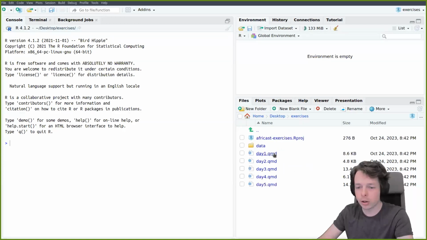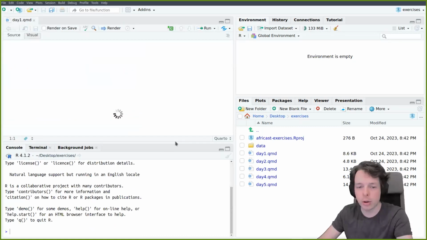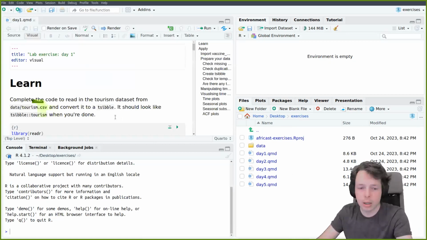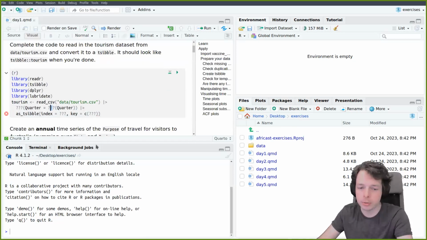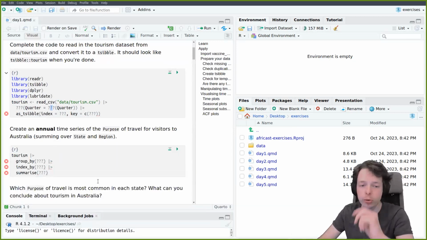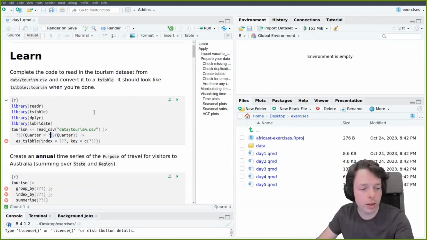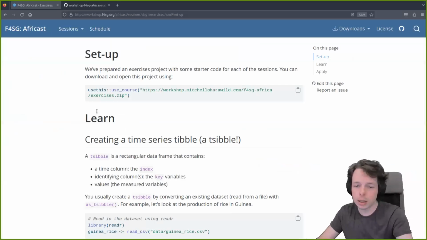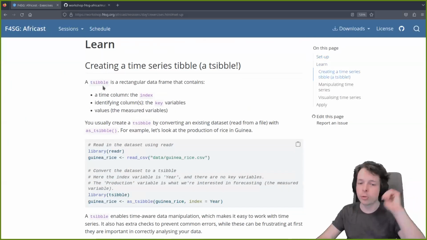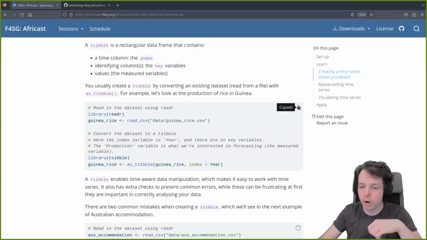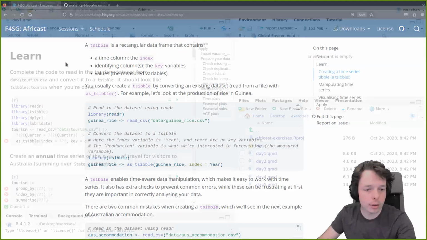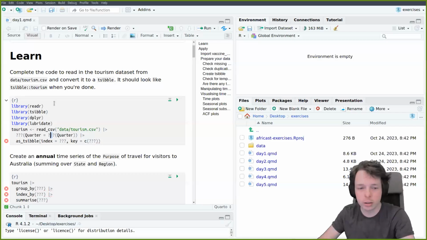So if you click on the day that you're working on, day 1, the idea behind this is that you work through these exercises. You'll see there's some question marks that we have provided for you to fill in, figure out what goes where, and work alongside the website. So in the website, we'll guide you through creating a tsibble, for example, and give you some code. You can copy this code and bring it into RStudio to try it yourself if you like.